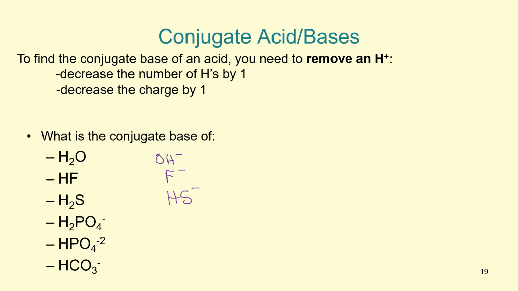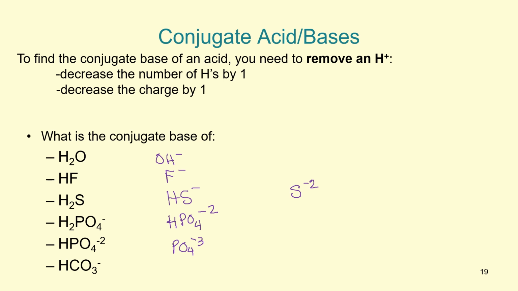So actually the conjugate base of HS negative would be S -2, because you'd remove another H and it would go down by one more. H2PO4 negative would become HPO4 -2, because we're decreasing from -1 to -2. And then, like I said, if you take the next H off, you have PO4 -3. So that's the conjugate base of HPO4 -2.